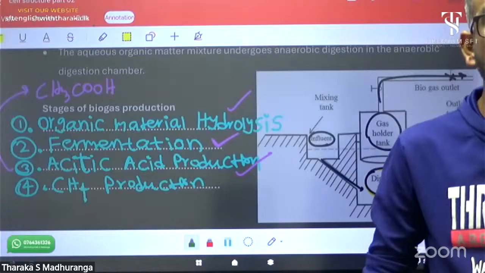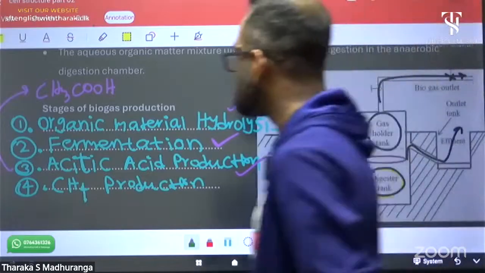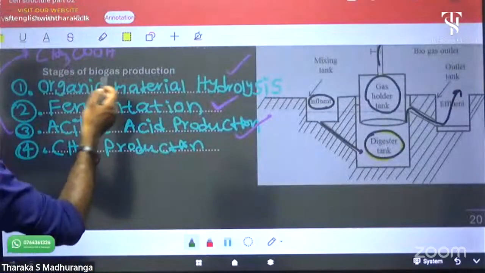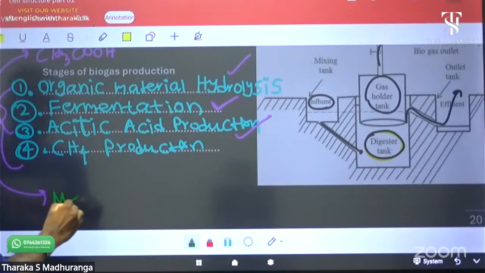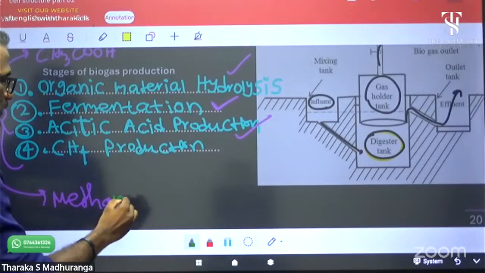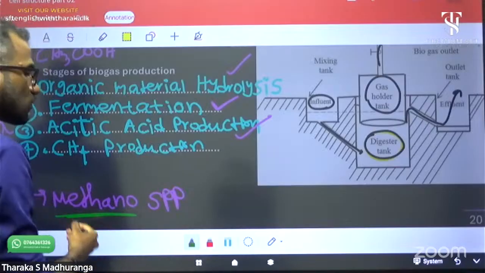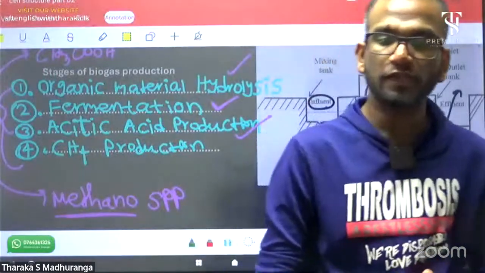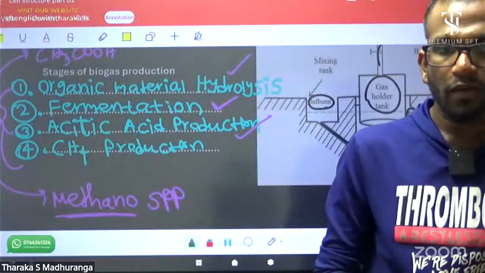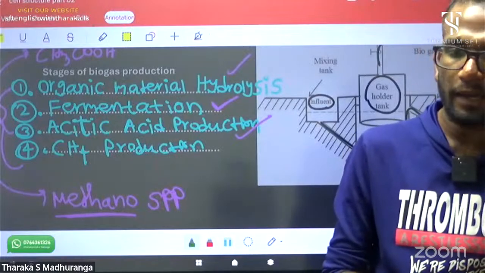It is a completely anaerobic process. It's done by methano species microorganisms. This whole process is done by methano species microorganisms. Methanobacter species means it's a group: Methanobacter, Methanococcus. Right? Okay, the microbial production process is completed.